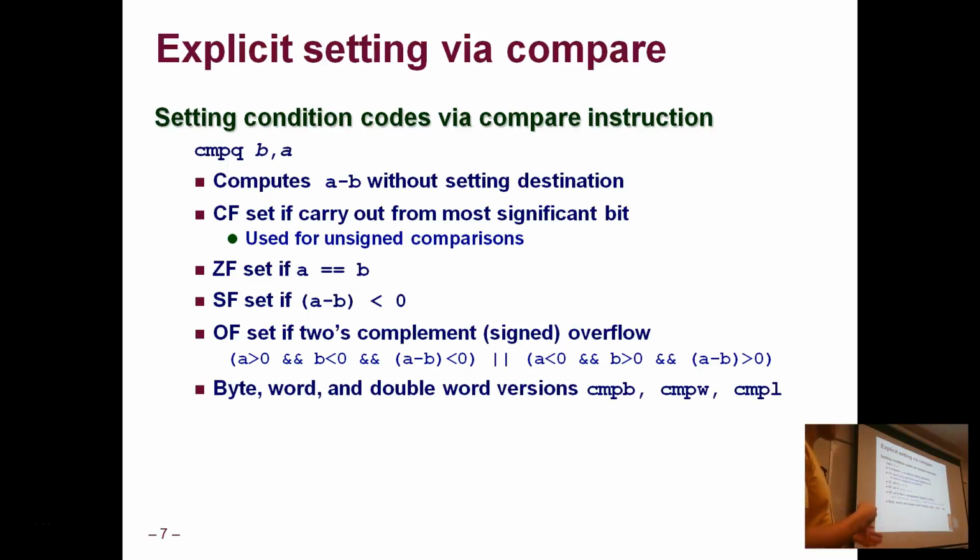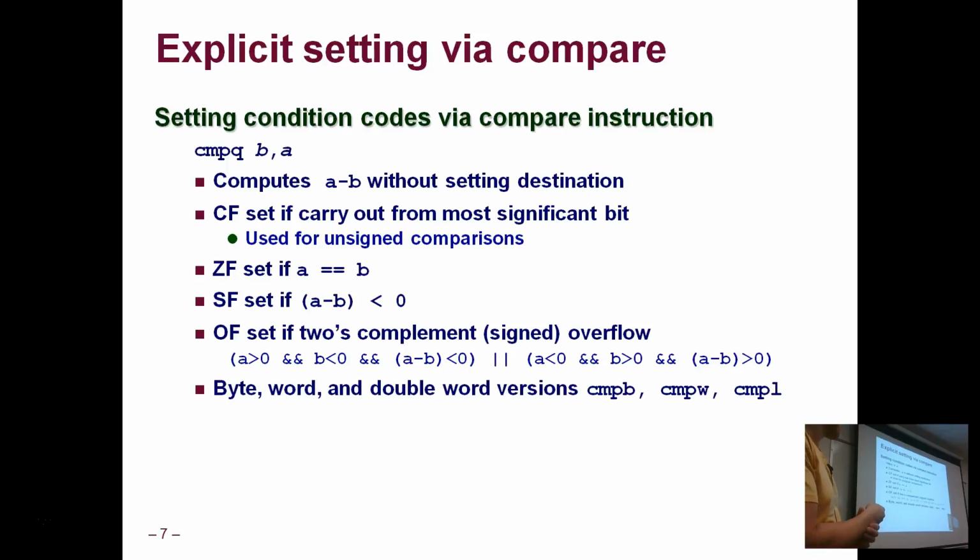And the semantics of the compare instruction, if you have compare quad b comma a, this computes a minus b without setting the destination. All you're doing is getting the flag registers out of that subtraction. And that's typical in the if clause, where you're saying if x is greater than y, or if x minus y is greater than 0, these sorts of things. You're not actually setting x or y to be anything. You're just doing the subtraction and looking for what gets set in the control flag register.